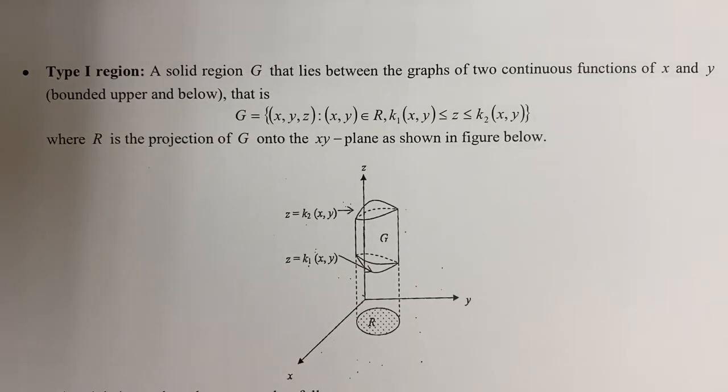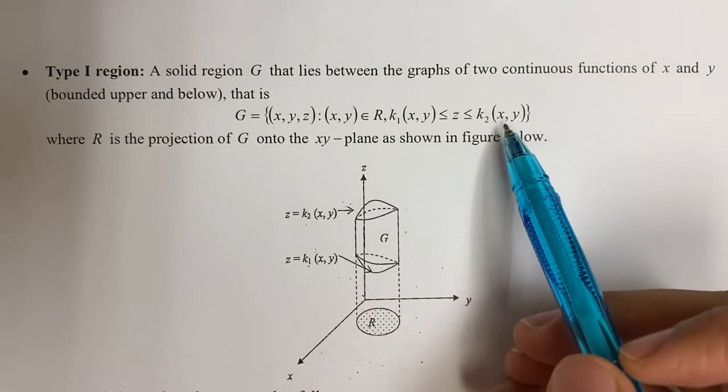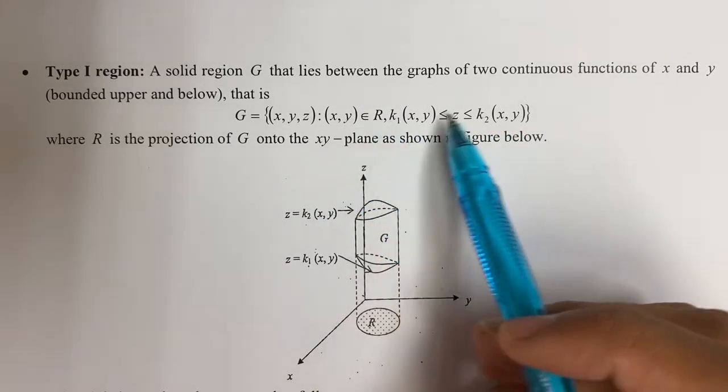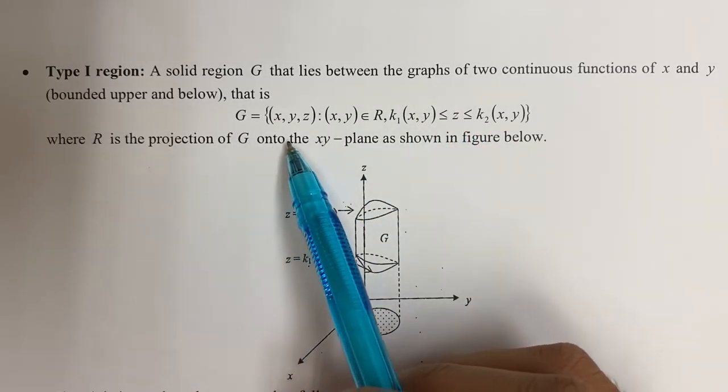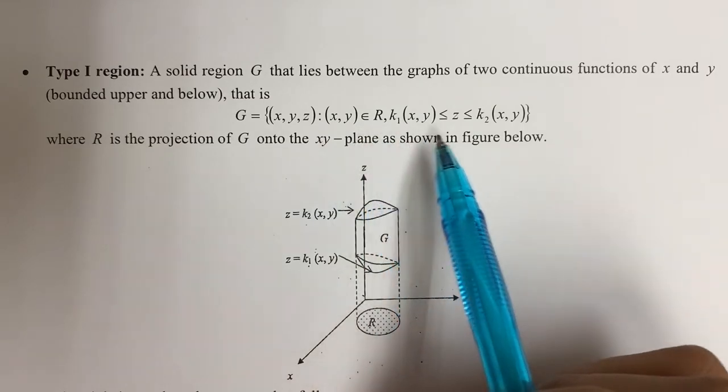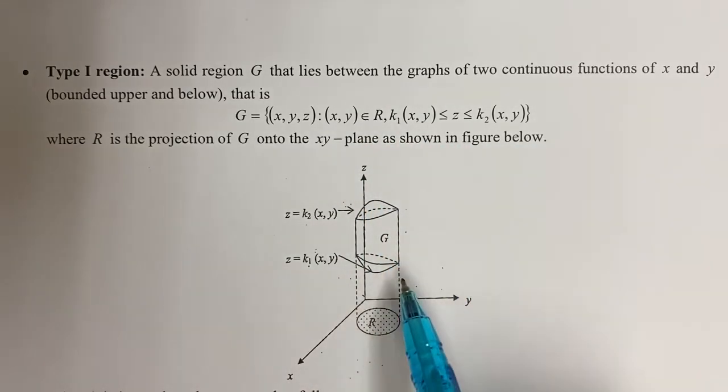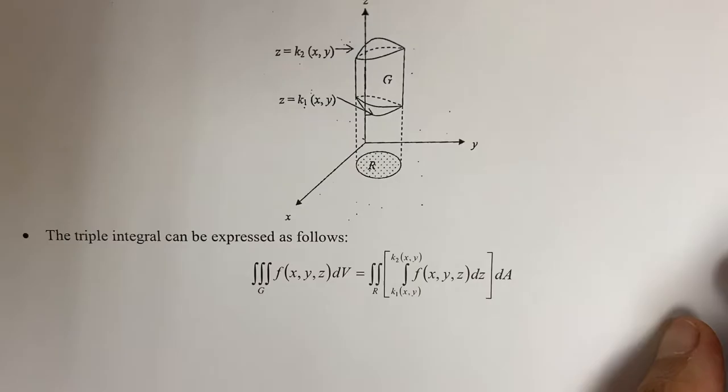For a type 1 region, a solid region G lies between the graphs of two continuous functions of x and y, bounded above and below by this domain G. So you know the domain for x, y and z, where R is the projection of G onto the xy plane as shown in the figure below. Basically for a type 1 region, we have R, the base, on the xy plane. And the triple integral can be expressed as follows.